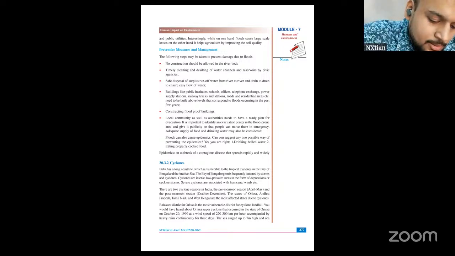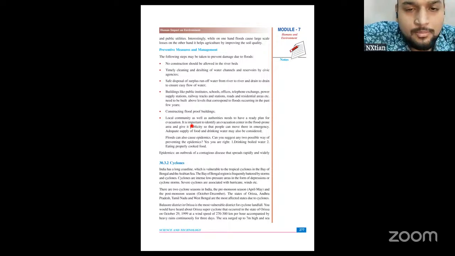Local communities and authorities need to have a ready plan. In Rajasthan there is less flood, I rarely heard about floods there. But in places like Uttarakhand or Wayanad, there should be a community project or plan. The flood is about to come, there's a lot of rain, flood will come, then we have to execute the plan accordingly so that less destruction can happen.